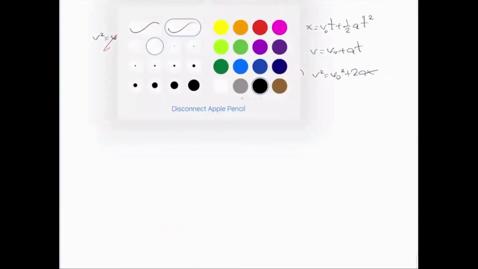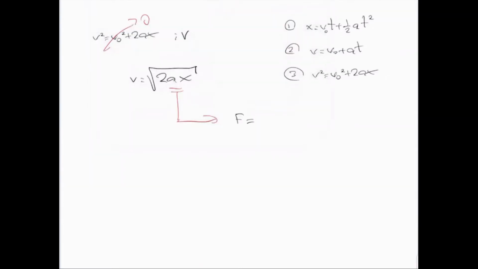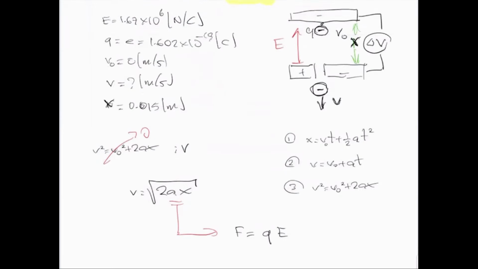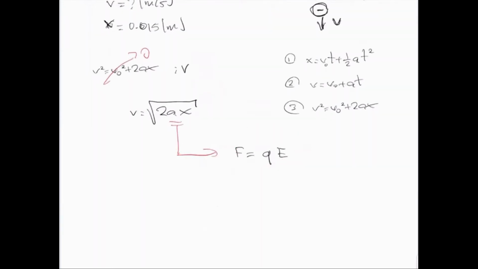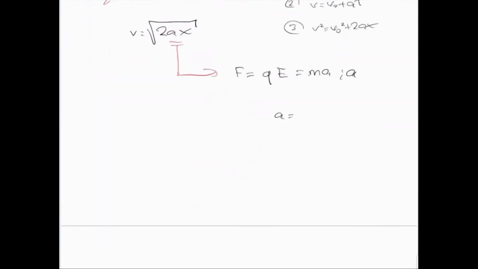We know that the acceleration is going to be caused by a force. A force happens because the electric field is acting on a charge. So the electric field is going to induce a force on a charge, and force is what causes acceleration. So we do a back substitution.